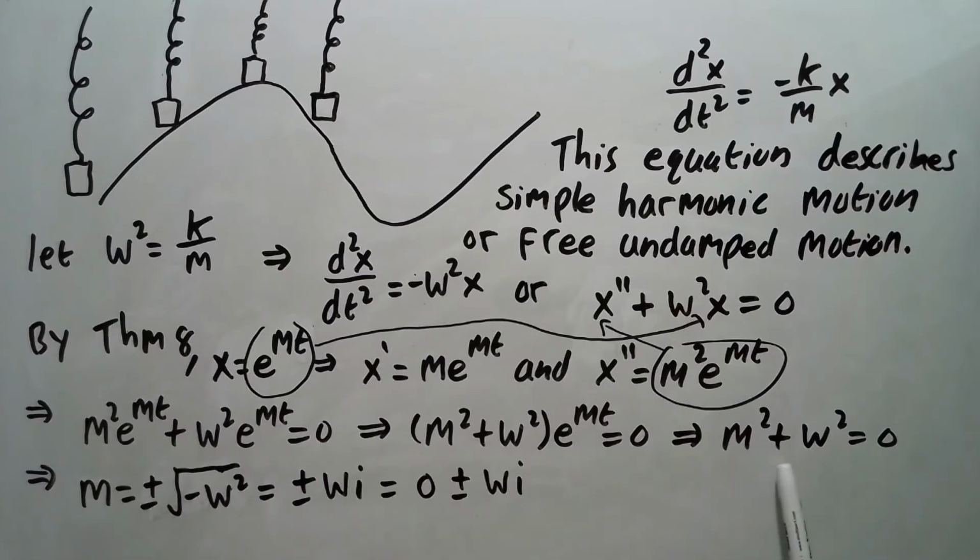So subtracting w squared on both sides and then taking the square root, it'll be a plus or minus square root of minus w squared, which will be plus or minus omega i. We can write that as 0 plus or minus omega i, or let's call it wi. Okay, so we need to recall theorem 5 when we have a complex number like this. Let's recall.